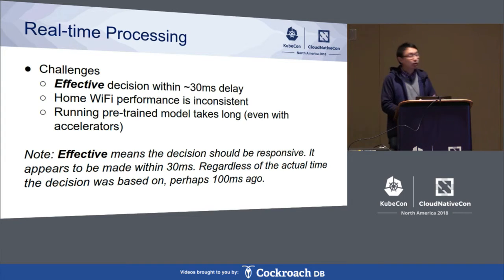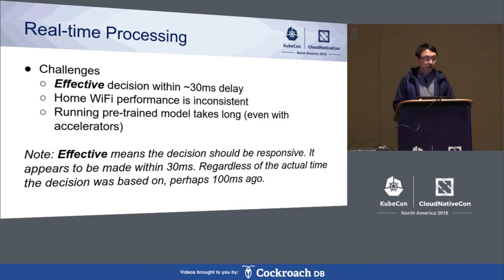Please note this highlighted word, effective. What does that mean? Effective actually makes the result look like real time. So the decision looks very responsive, but actually the decision can be made based on something more than 30 milliseconds ago, for example, even 100 milliseconds.